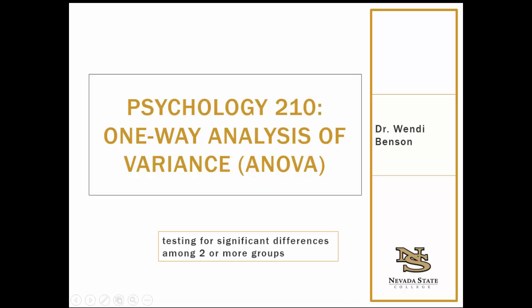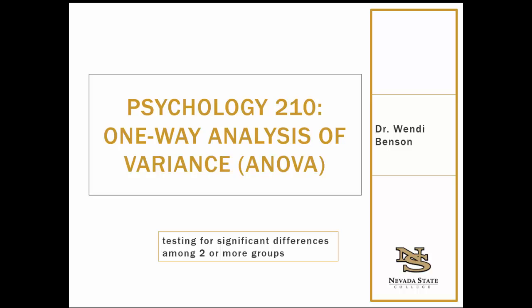So this lecture is only going to cover the basic one-way analysis of variance, meaning that we only have one factor or independent variable. The word factor and independent variable can be used synonymously with each other. So if somebody says a factor, they're talking about an independent variable. If they say independent variable, it's the same thing as saying a factor. So for our purposes, we're only working with one factor or one independent variable, but we have two or more levels of that independent variable.